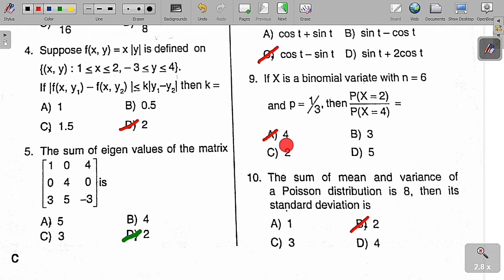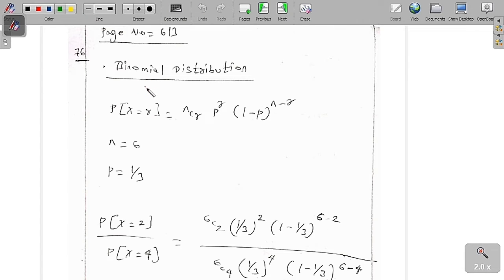The four options are given, and option A, 4, is the correct solution of this question. So let's solve this numerically. In the binomial distribution, both n and the probability of success are small. So in the binomial distribution, the probability of x equal to r is equal to nCr into p to the power of r into (1 minus p) whole to the power of n minus r. Here p is called success, and 1 minus p is called failure. So r number of times it is a success, and the remaining n minus r number of times it is a failure. So out of n trials, r number of times it is a success, and the remaining n minus r times it is a failure. This is the thing that you always have to remember.